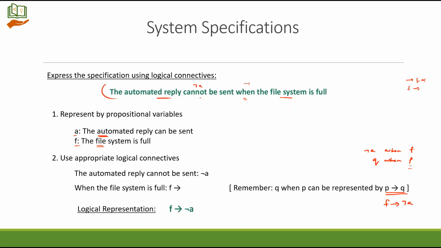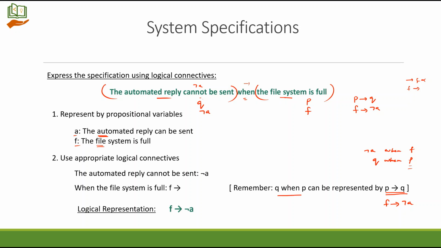So this is going to be Q and this is going to be P. What is this Q? We know it is negation of A. What is this P? It is F. How do you represent Q and P? It is P implies Q. So similarly, P becomes F, Q becomes negation of A. This is how you have to translate.